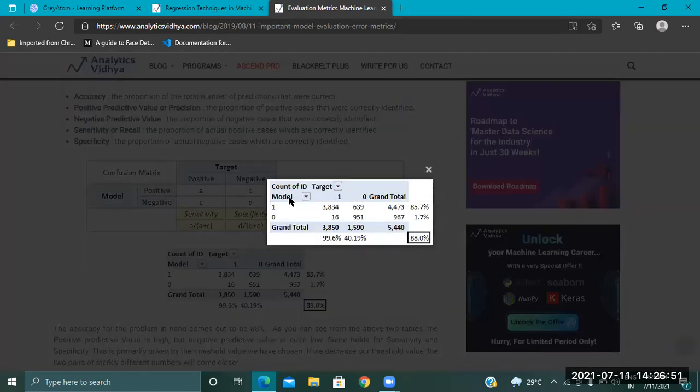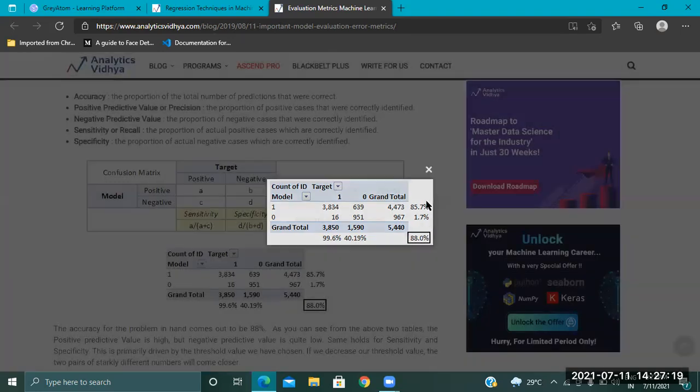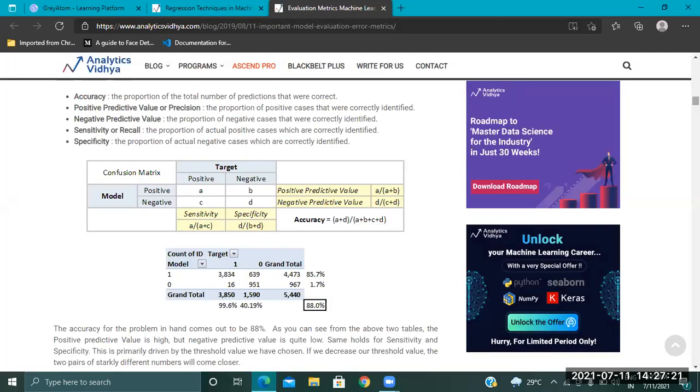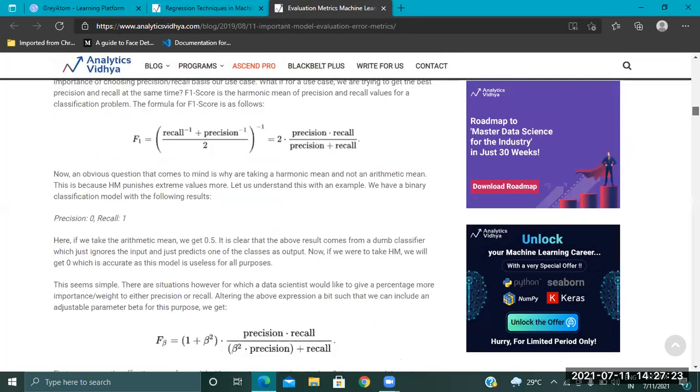See, this is a small example for a confusion matrix. Here we got the output: total number of positive versus positive values is 3834, and positive versus negative values 16, and positive versus negative values is 639. So here we are going to calculate the accuracy. Our accuracy is, for example, 88%. By using the confusion matrix, we will state our output.